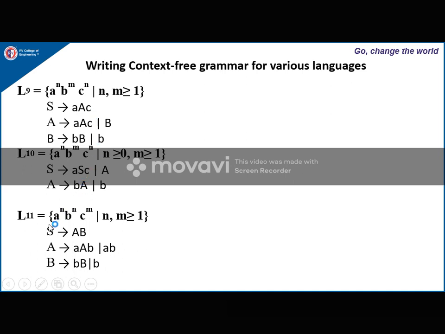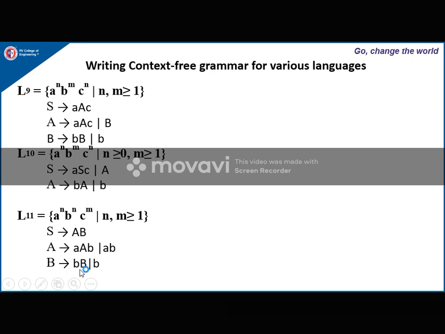Next is a^n b^n c^m. The A and B count should be the same, and C could have any number of C's. For generating A's and B's together, I use the A production, and for generating C's I use the B production. So S derives AB. A derives aAb. This will generate any number of a^n b^n, and since it is greater than or equal to 1, it is ab. If it is equal to 0, then this will be epsilon. And C is generated by using the B production.